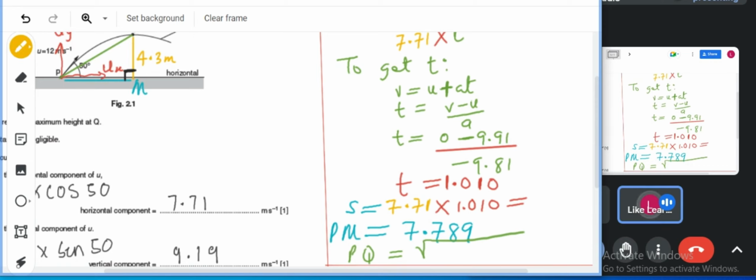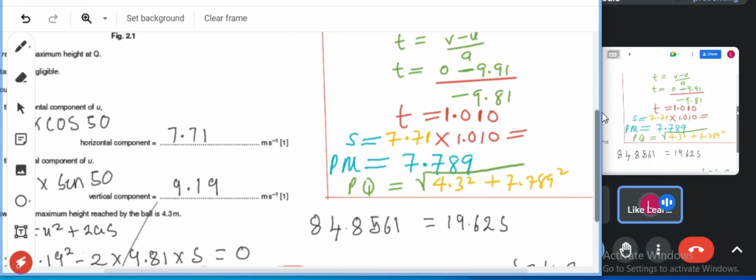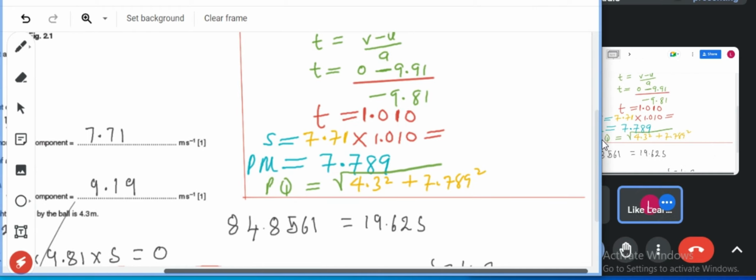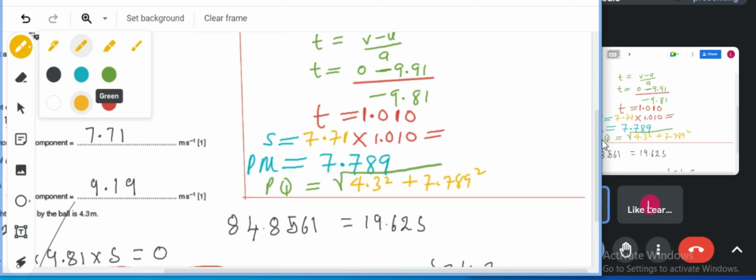Please let me write it down. Square root of 4.3 squared plus 7.789 squared. Because this is 4.3, and PQ is what we're looking for. This is what we just found, 7.789. So use Pythagoras theorem to find PQ. Okay, so the final answer is what? Final answer is 8.897.